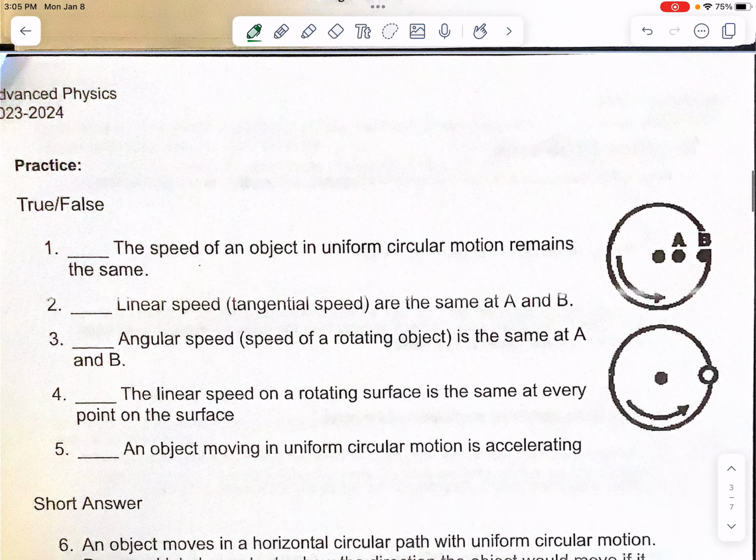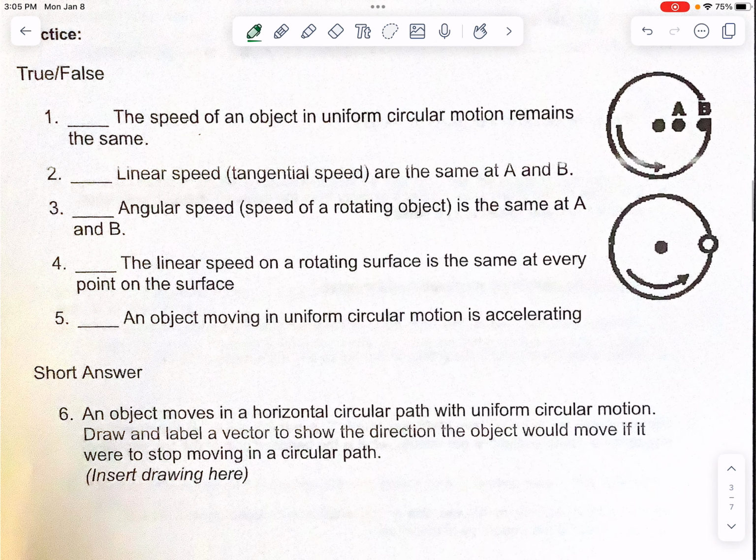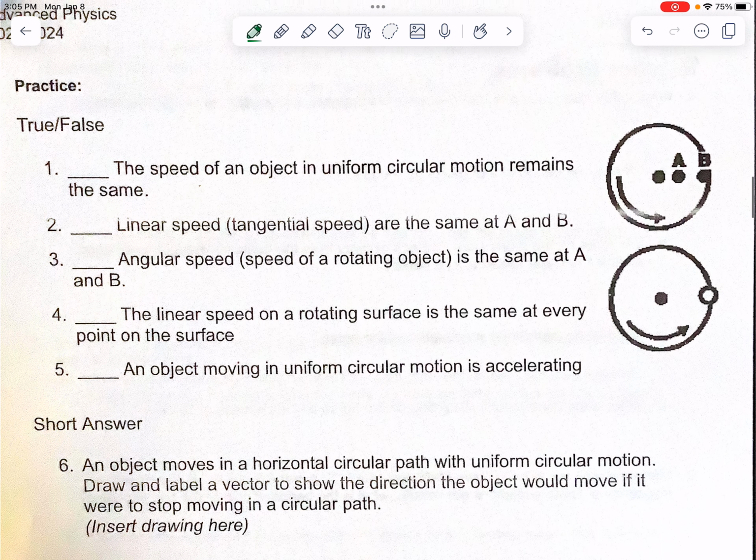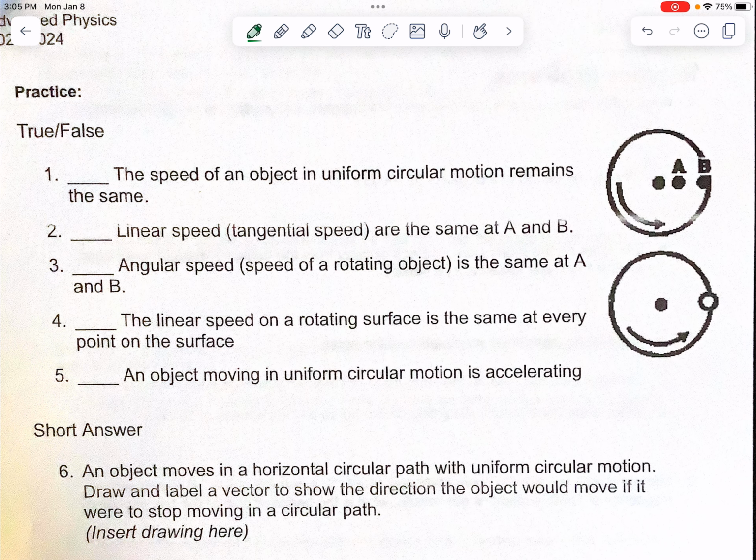So moving on to the next part. The speed of an object in uniform circular motion remains the same. That means we're spinning something around. Uniform means constant or not changing, so our speed is going to stay the same. Now number 2, it says linear speed. Linear speed is the speed in a straight line.